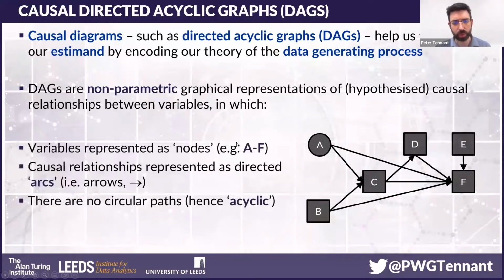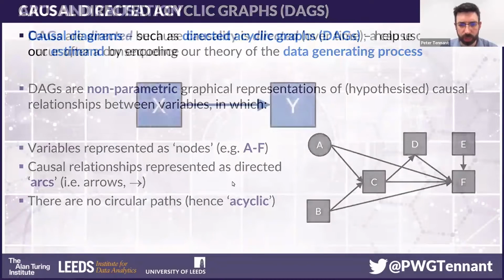And they include a number of different features, anatomical features in a sense, which I'm just briefly going to whiz through in the next few minutes before we have questions. So they have nodes, which essentially represent variables, and this is A to F in the diagram on the right. And then we draw our hypothesized causal relationships between them via these arcs or arrows. And then one of the key rules is that there's no circular paths between them.